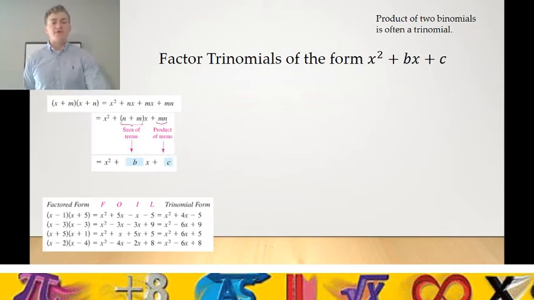Listed below here, we have a few examples of some trinomials in their factored forms. So again, understand that when you look at the trinomial form to the right, x squared plus 4x minus 5, how did we get there?